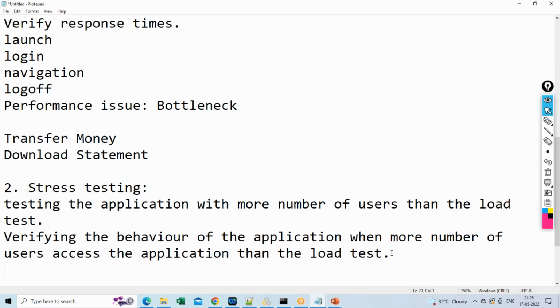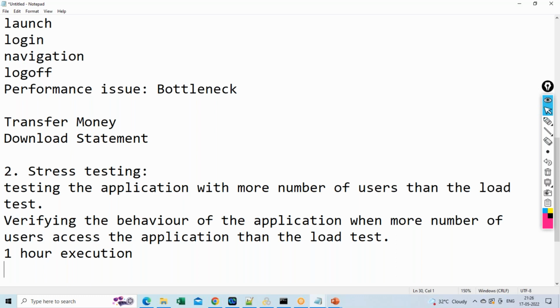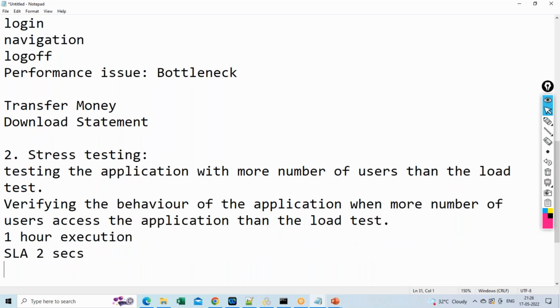Obviously, the stress test is also run for 1 hour only. SLA is also 2 seconds only, as per the standard. That means when you are applying more load than the expected one, the performance should not degrade. The SLA should remain the same. They might be okay if the performance is slightly degraded, like 3, 4 or 5 seconds, but it should not be degraded up to 10, 20 or 30 seconds.